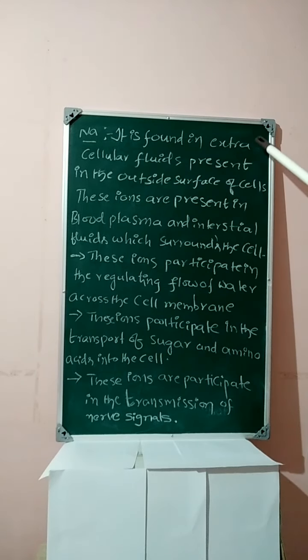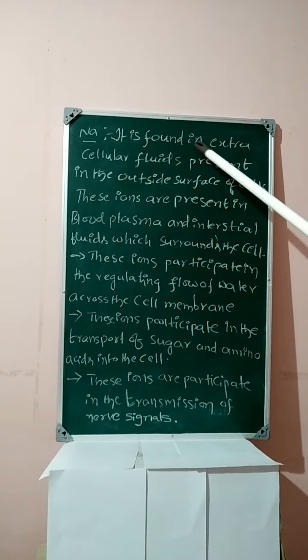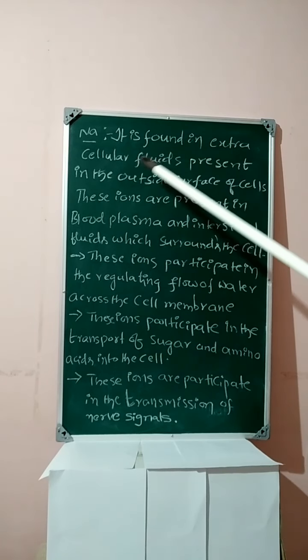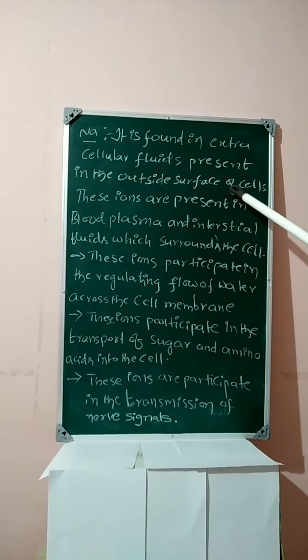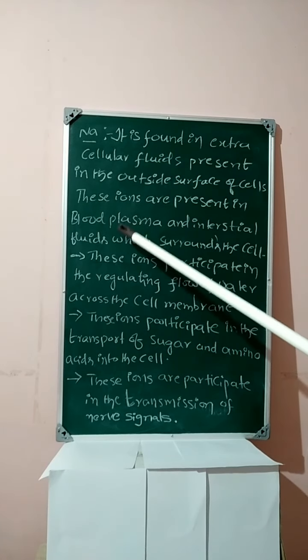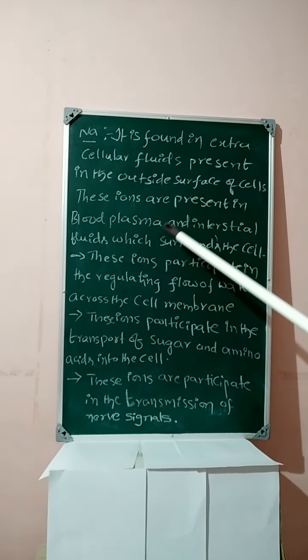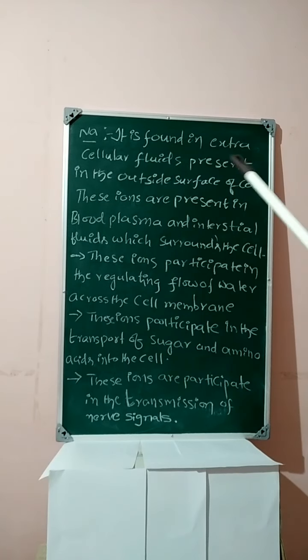Let us consider the cell is in the form of a circle. Inside the circle, intracellular fluids. Outside the circle, extracellular fluids. Here sodium is present in extracellular fluids, present outside the surface of the cells. These ions, that is sodium ions, are present in blood plasma and interstitial fluids which surround the cell, that is, outside the cell. The sodium ions are present in extracellular fluids which are present outside the cell.